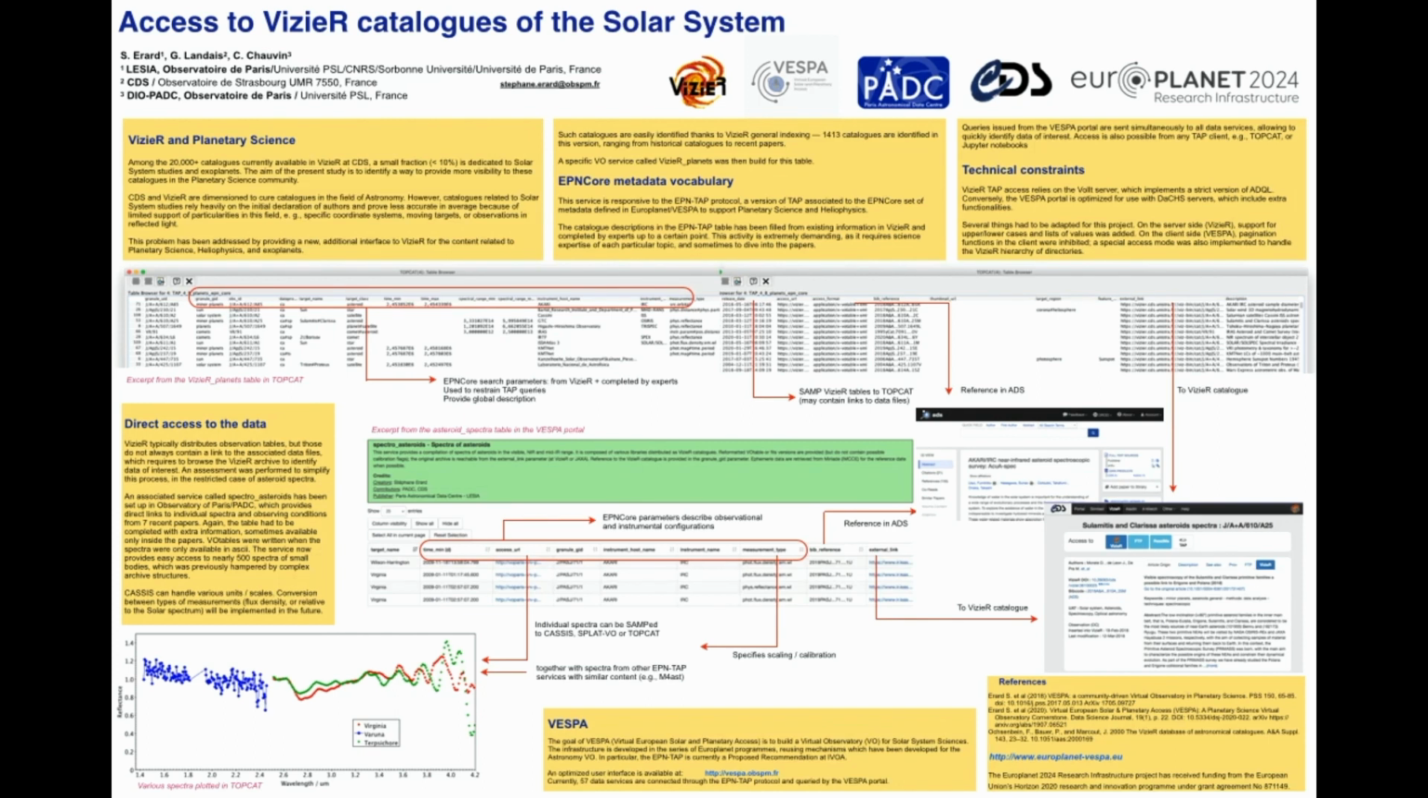In the poster we present at this conference, we are using this VESPA infrastructure to provide access to a selection of data catalogs distributed in the VizieR system. VizieR is a set of astronomical catalogs related to publications, from which we extracted only the ones related to the solar system, and this service is responsive to the EPN-TAP access protocol, which is currently a proposed recommendation at IVOA. Thanks for your attention.